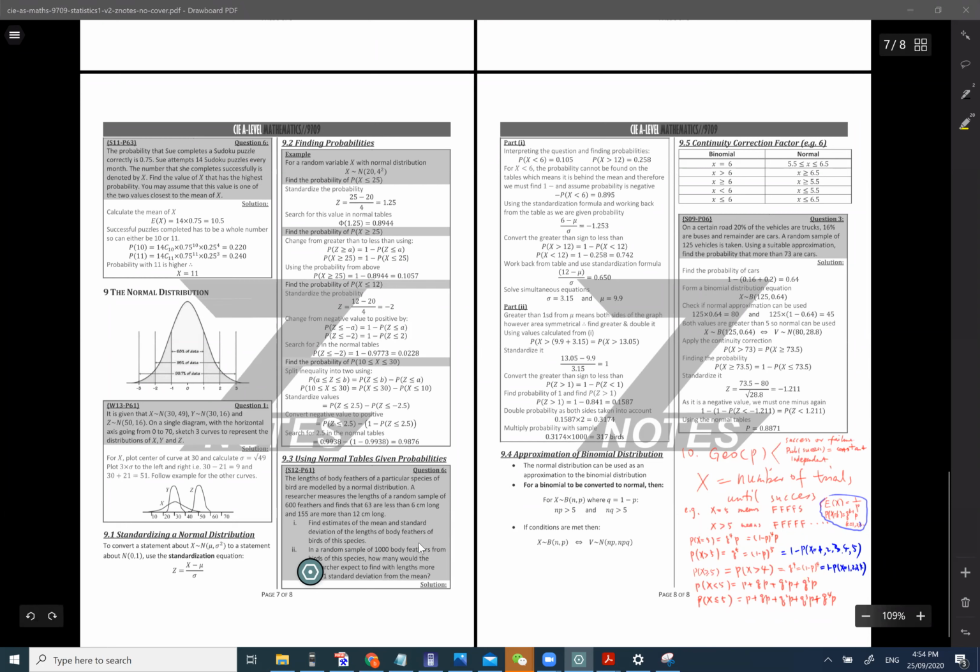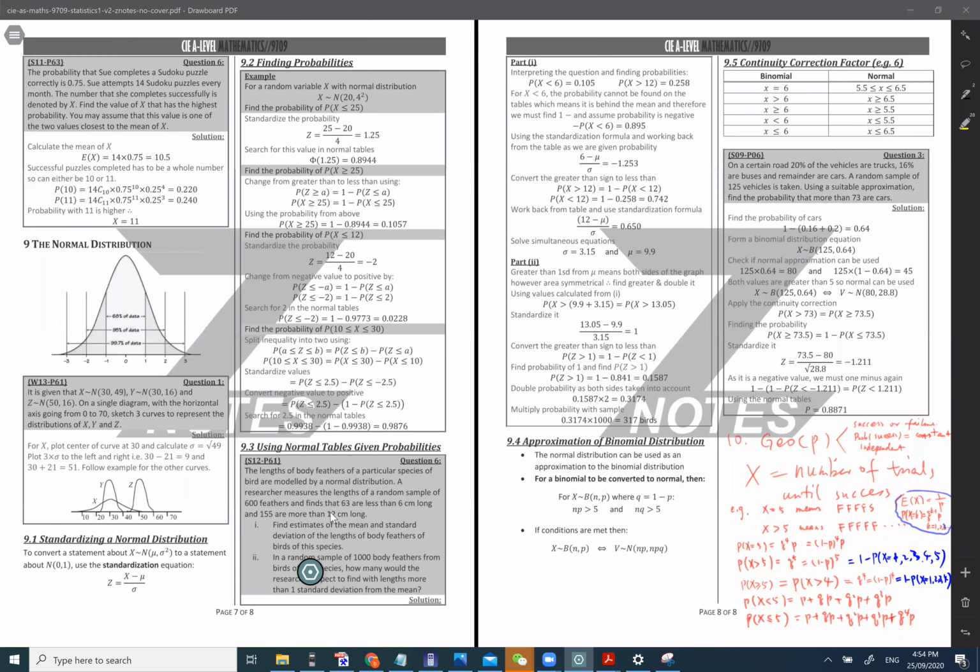For normal, you always need to learn standardization. Standardization, check table. Okay. So that's the normal distribution, and we have another one, binomial to normal.